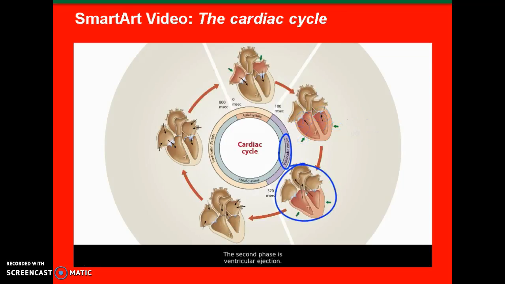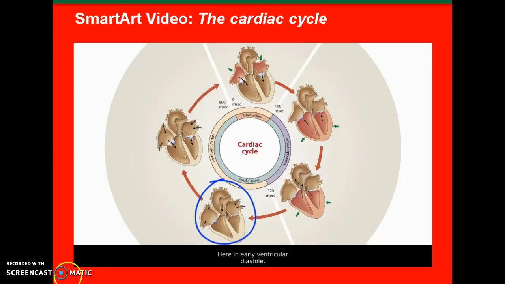The second phase is ventricular ejection, when the ventricular pressure finally exceeds the pressure in the arteries, and that pressure increase opens both the aortic and pulmonary semilunar valves. Blood now exits the ventricles and is forced into the aorta and pulmonary trunk.